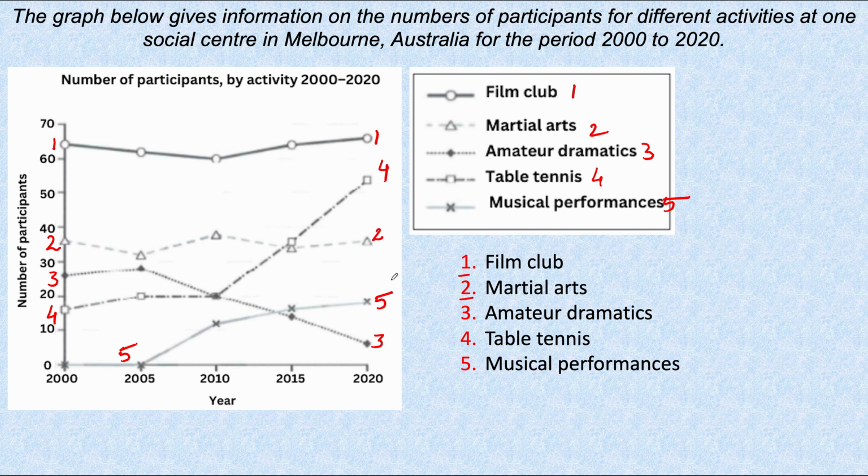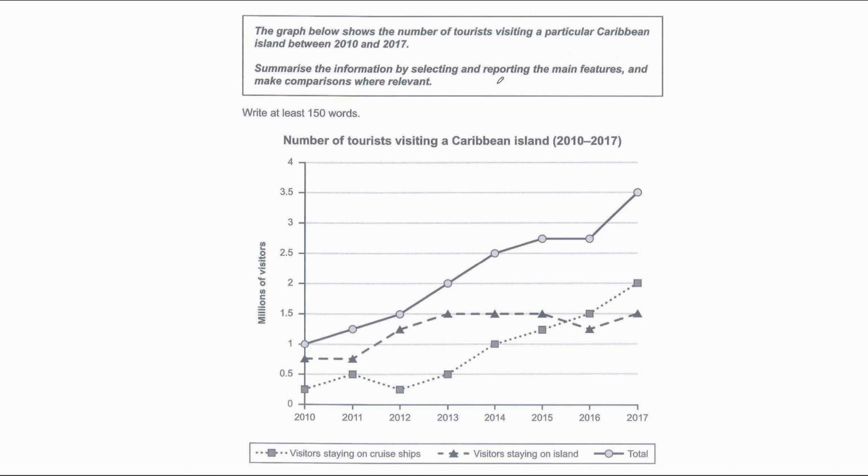Let's see what the question is about. We are talking about how many people took part in 5 different activities over different years. A quick tip: make sure that none of the lines represent a total of the others. This is another line graph question. This is from Cambridge IELTS Book 15. In this case, one line is the total of the others. It shows the total visitors, and then the other 2 lines shows where these visitors stayed. So make sure you understand the question and see what is mentioned in it.